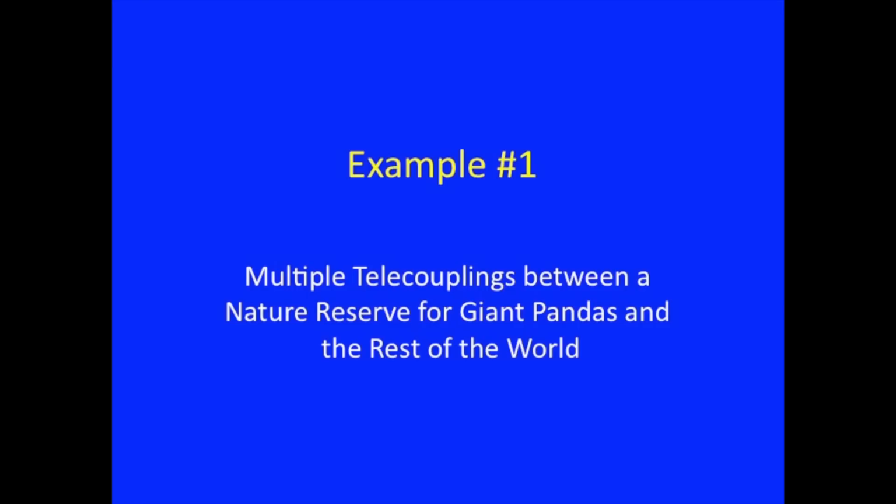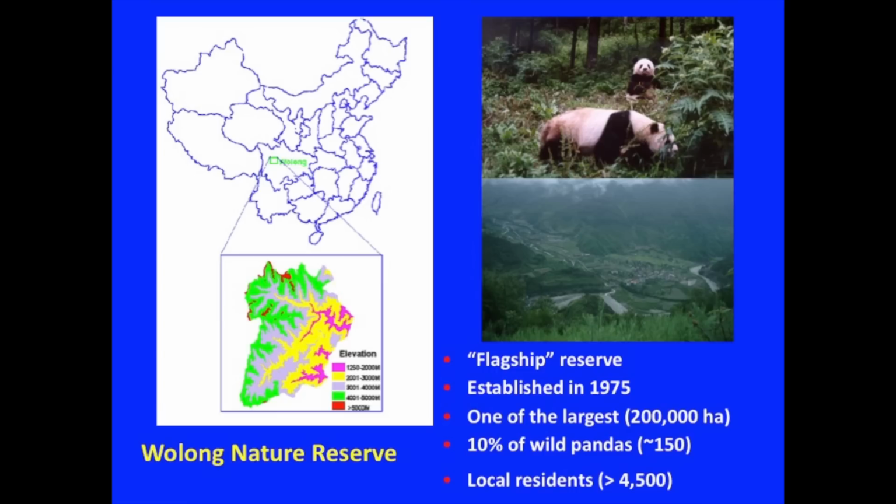So I'm going to talk about pandas, the multiple tele-couplings between a panda reserve and the rest of the world. Here is the nature reserve that my collaborators and I have been working on for the last 20 years. In the southwest part of China, it is a flagship nature reserve for pandas, established in 1975, one of the largest nature reserves for pandas, and it has about 10% of the wild pandas. Besides pandas, there are also more than 4,500 people in it. So this really constitutes a good example of a coupled human natural system.